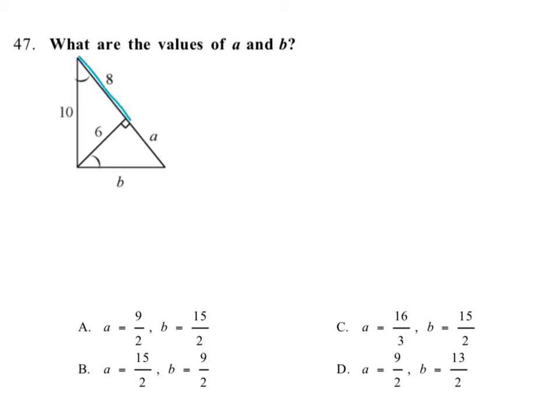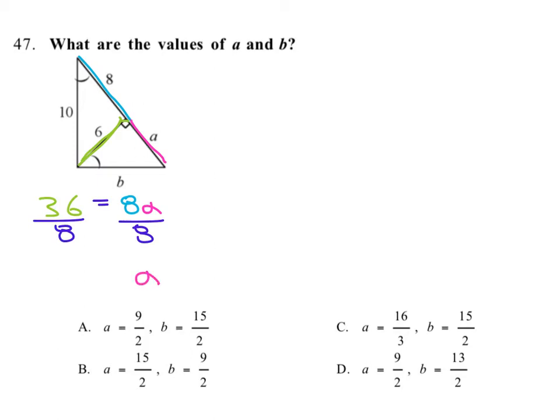colors. This length times this length equals this length squared. So we can then say 6 squared, or 36, is equal to 8 times A, or 8A. So to solve that out then, we would say divide both sides by 8.